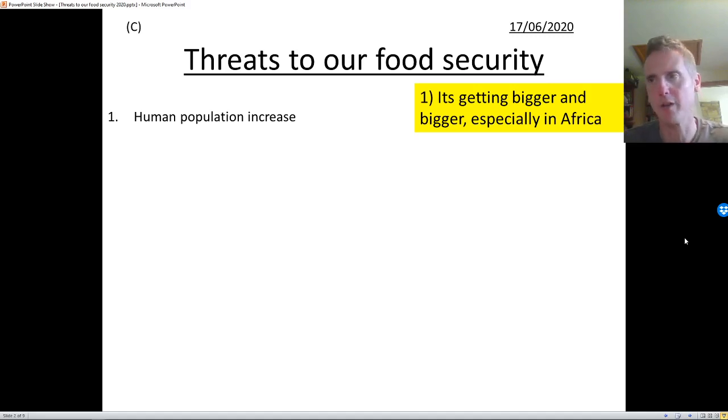If you look up a website on population growth in the world, most of the top 20 are countries in Africa. Not saying that that's bad or good, but the more human beings there are, the bigger the demand there is for food. It goes without saying, and that's a threat to our food security.